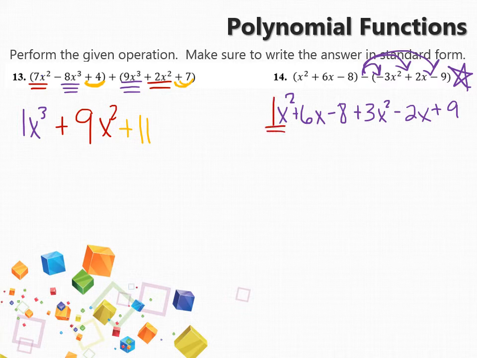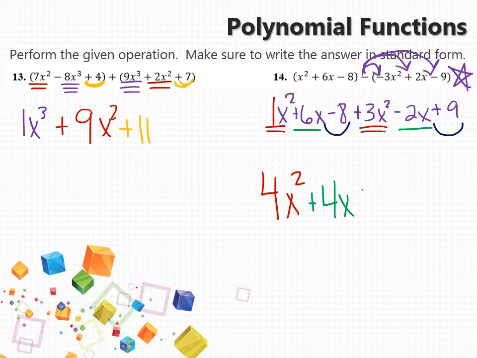I have a 1x squared plus a 3x squared. That's a 4x squared. I see a positive 6x and a negative 2x. That's a positive 4x. And then lastly, I see I have a constant of negative 8 and positive 9 for a positive 1. See how that's different now that I changed those signs? So watch out for subtracting.